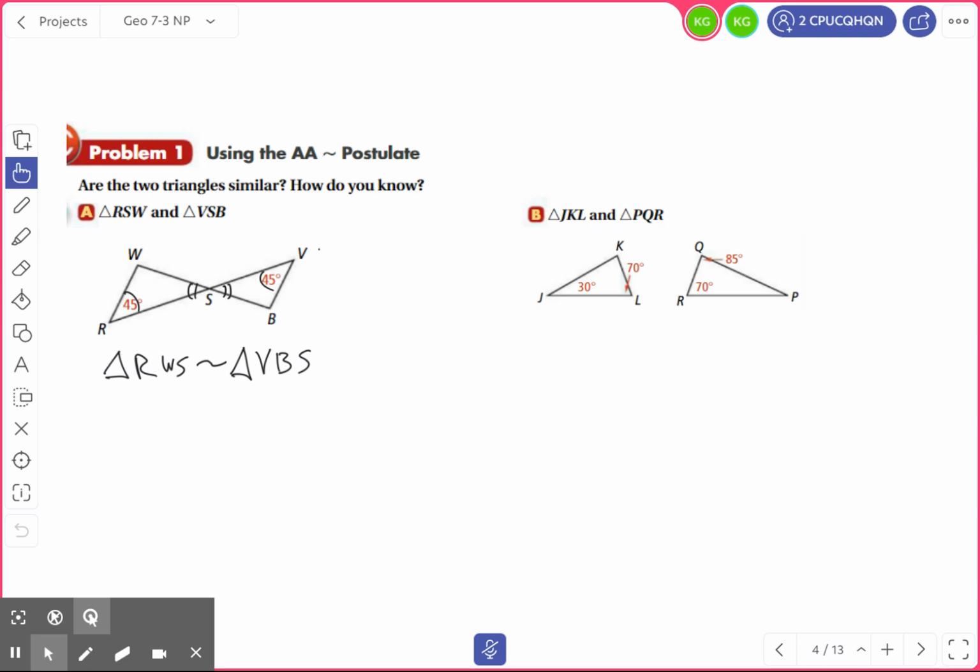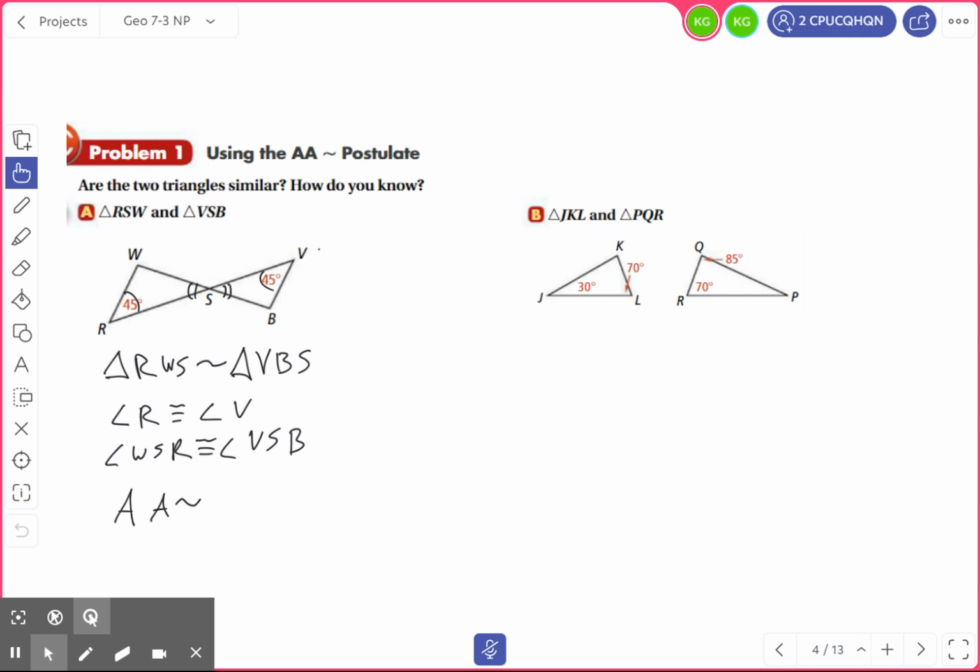Yes, they are similar. How do I know? Angle R is congruent to angle V, and angle WSR is congruent to angle VSB, which gives us angle-angle similarity. The similarity symbol is kind of tricky. There we go.